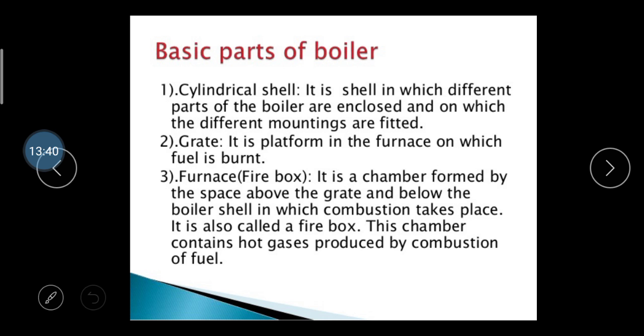Then the second one is the grate, which forms the furnace on which the fuel is burnt. Then the furnace or firebox is a chamber formed by the space above the grate and below the boiler shell, in which combustion takes place. It is also known as the firebox. The chamber contains the gas and the products produced by the combustion of the fuel.